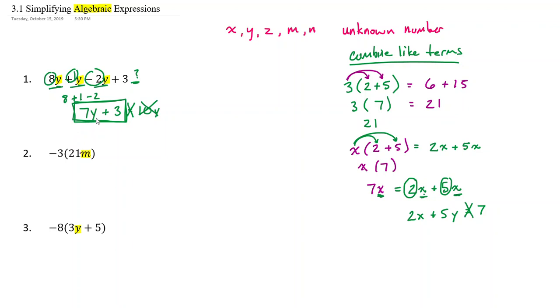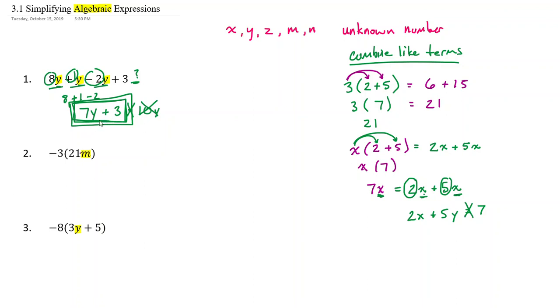Okay, there's our answer, 7y plus 3, and I want to make one last observation here. Notice that our answer is not one thing, 7y. It's not 10. It's not just a single thing. It's still a sentence.